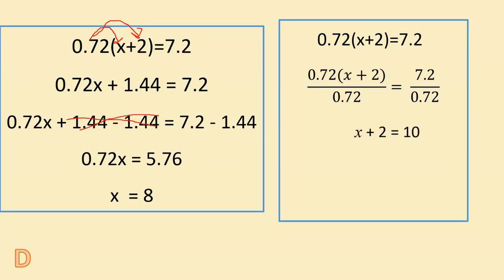All right, and how are we going to solve that? By doing a zero pair of 2 and negative 2. Remember, the 2 minus 2 is going to become a 0, so that cancels out. So we're left with x equals 8.